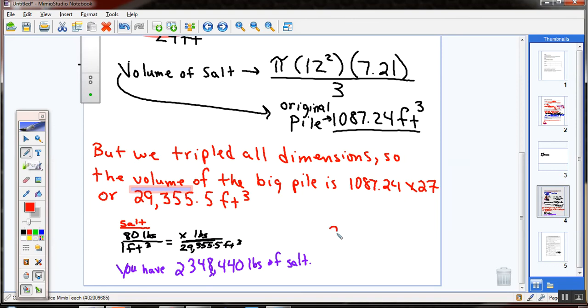Okay, so 250 pounds of salt covers 1 mile. Kids, how many pounds of salt do we have? 2,348,440. Okay, so if it takes 250 pounds of salt for 1 mile, wouldn't that be the equivalent of 250 pounds is to 1 mile as 2,348,440 is to X miles? Would you agree with that? Okay, so I'm going to write this 2,348,440 over X miles. You guys solve that for me, okay?